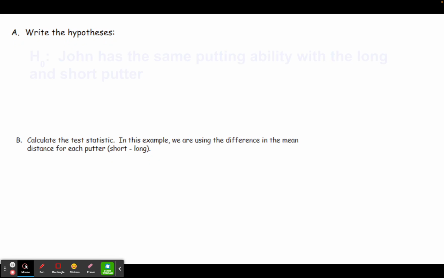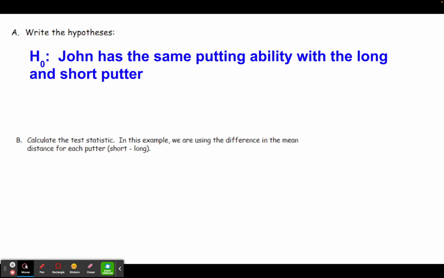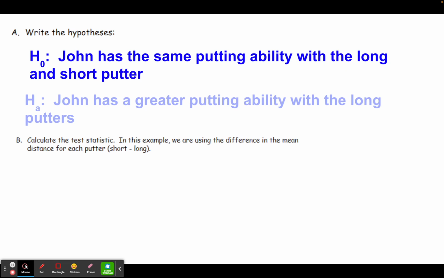So first, let's write our null hypothesis. We would say John has the same putting ability with the long and the short putter. We assume that his ability is the same in both contexts. And in this case, our context is the two different putters. Our alternative is that John has greater putting ability with the long putter. That's what we're assuming is true based on the data that we've looked at already in this chapter.